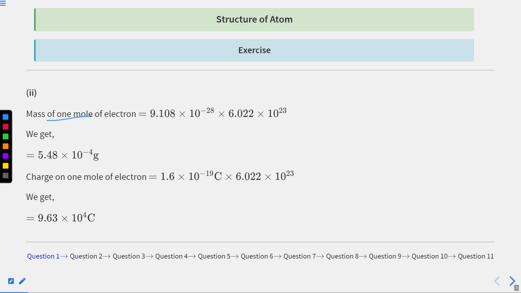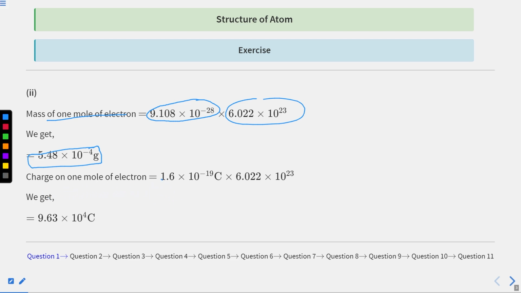Next is the mass of 1 mole of electrons. We have to simply multiply the mass of 1 electron with 1 mole. Here it has been found in grams. If the question asks you to give the answer in gram or kg, then you will specify it. If not, you can keep it in gram or kg. Okay, clear? Now the charge on 1 mole of electrons will be how much?